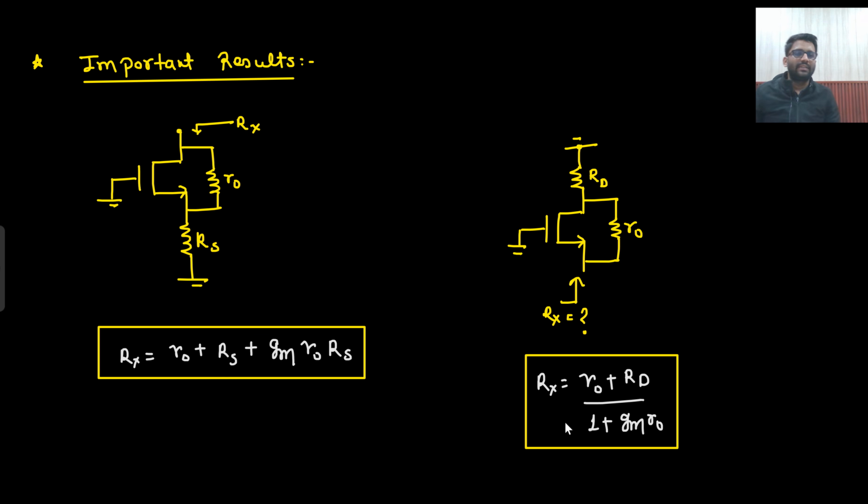People always get confused: Sir, we will remember these two formulas, R naught plus Rd upon 1 plus Gm R naught, and R naught plus Rs plus Gm R naught Rs, but which one is for the drain and which one is for the source? That we forget. So you can make your own trick. Let me tell you a trick. This is looking from the drain, and this is looking from the source. The resistance from the source comes in two steps, no? There is a numerator as well as a denominator. But here there is only one line.